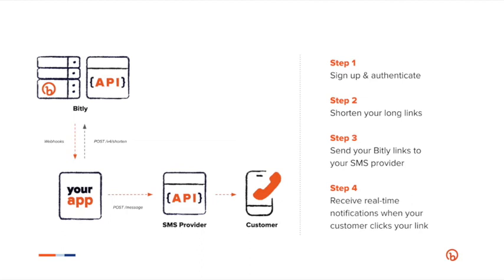As a final step, you can set up webhooks to get real-time notifications sent to your application. Webhooks can be configured either by calling our API endpoints or by logging into your system. Bitly's API will notify your application when your end customer has clicked your link. This step is critical in unlocking your ability to track your customers' engagement with your SMS campaigns.